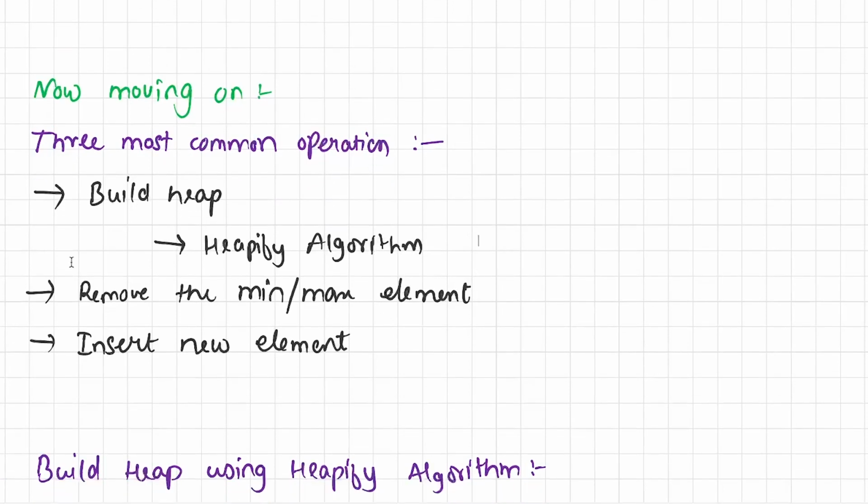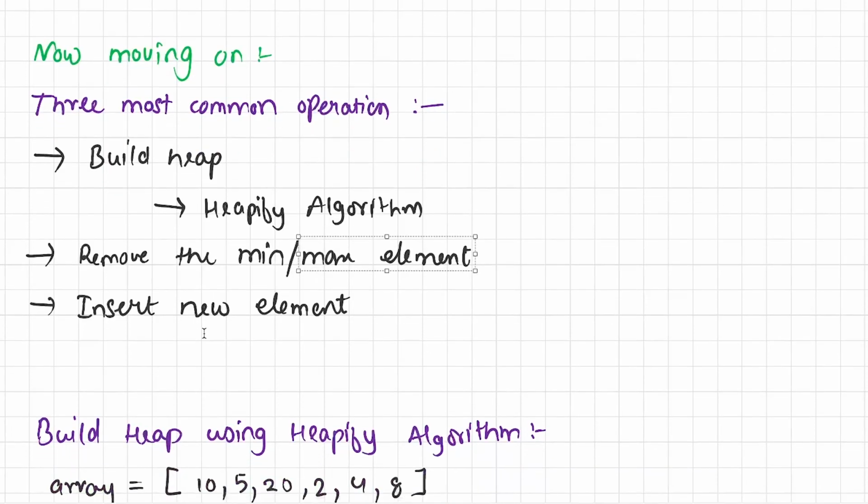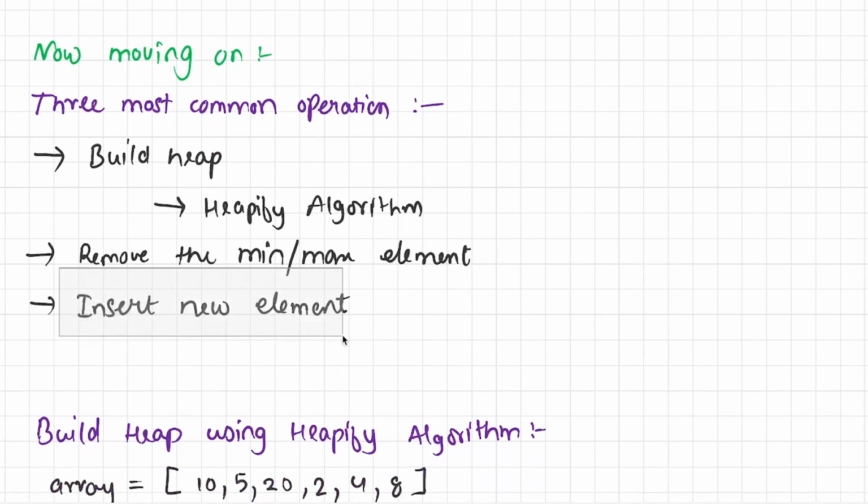Now the next operation is the remove operation. We perform the remove operation to remove the minimum or maximum element out of the heap. If it's a min heap, then we remove the minimum element, and if it's a max heap, then we remove the maximum element out of the heap. The next operation is the insert new element operation. Whenever we have an existing heap, we can add new elements to the existing heap. That is where the insert operation comes into the picture. So these are all the 3 most common operations that we can perform on heap data structure.